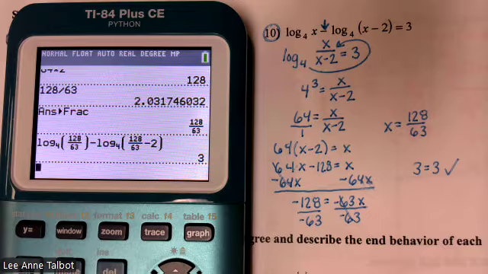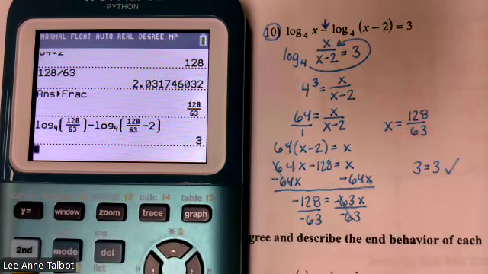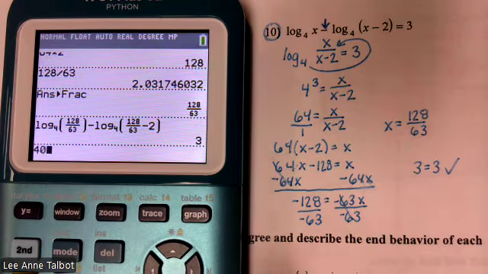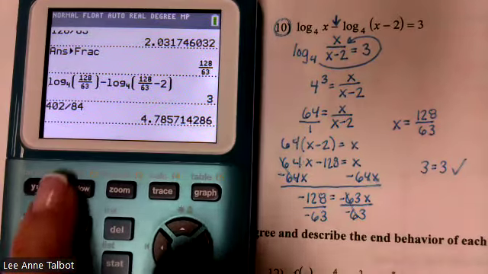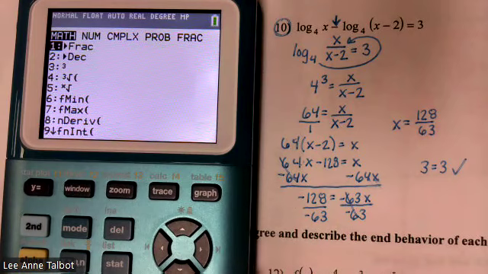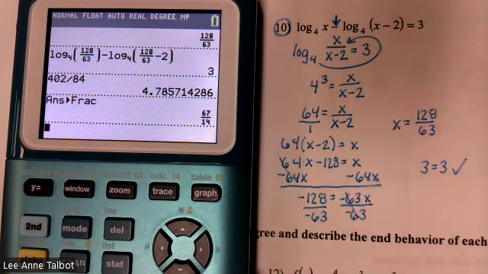Okay, let me show you my patented trick again. So let's say I have something like 402 divided by 84, and I get a gross decimal. And then I go math, enter, enter, and it will reduce the fraction for me. I don't even have to think about it. Glorious, glorious reducing.